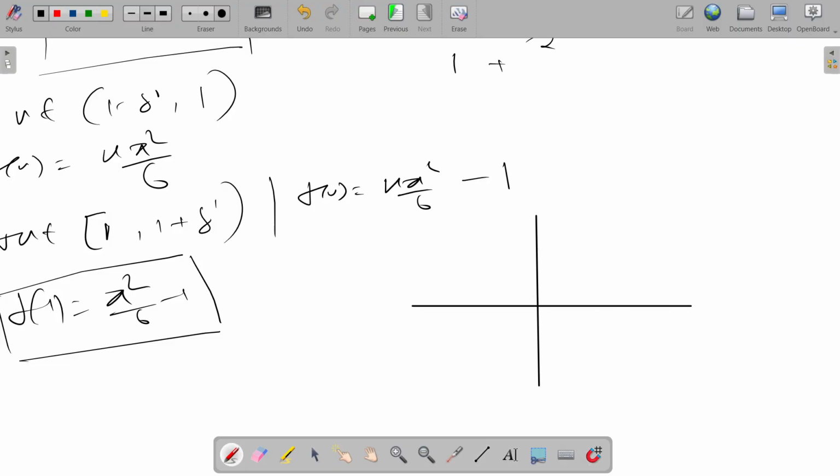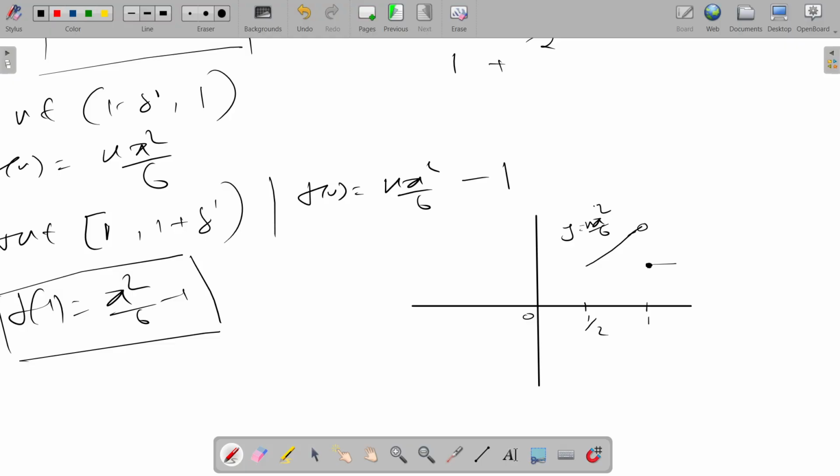Let me mark 0, half, 1. So this part will be y equals x pi square by 6. It will reach 1 here, and there will be a jump discontinuity. Because if this was continuous, f of 1 would be pi square by 6, but it is pi square by 6 minus 1. So somewhere around here, something like this.